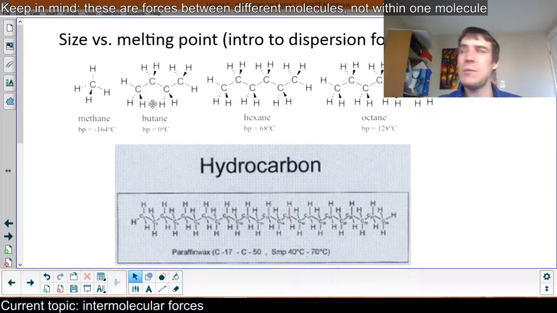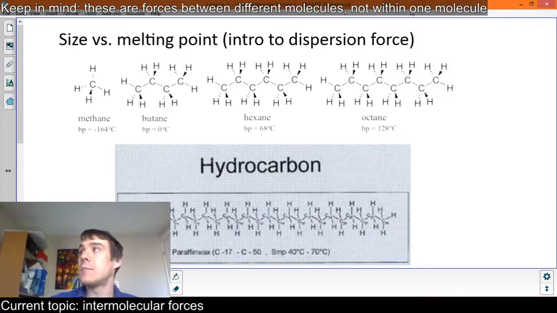But when you jump to butane, even though we haven't added any polarity at all, it increases the boiling point to 0 degrees Celsius. So butane is just barely a gas at room temperature. When we get to hexane, it's a liquid at room temperature. The boiling point is 68 degrees Celsius. You get to octane, the boiling point of octane is actually higher than water. Water boils at 100, octane boils at 128, but there's no polarity here.